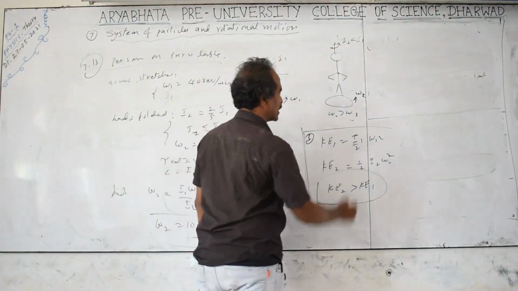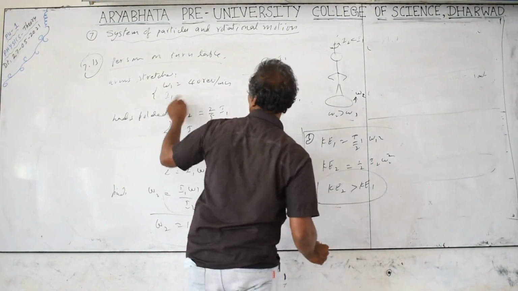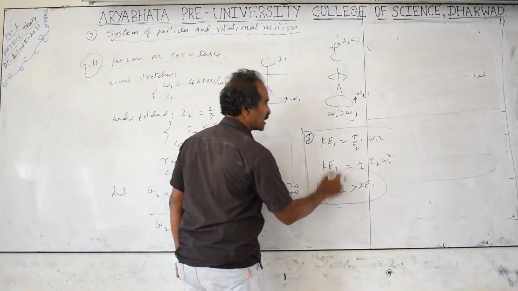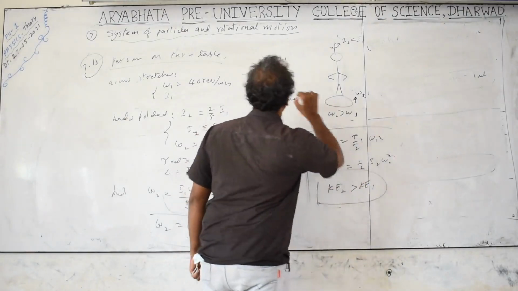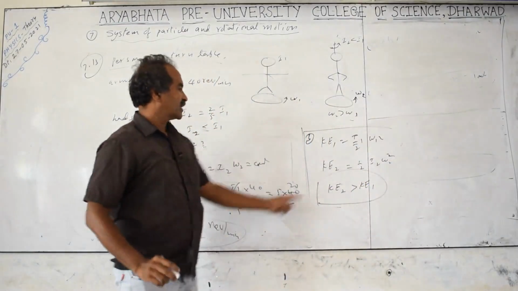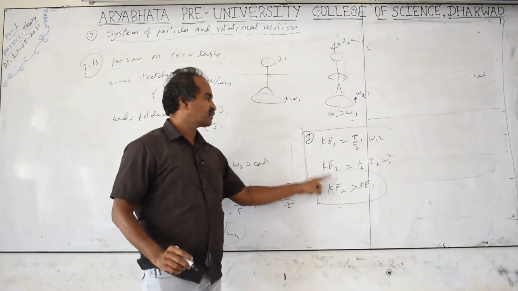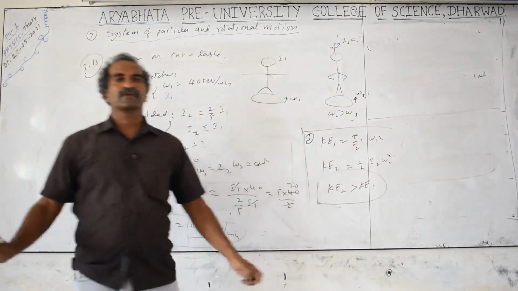You can verify this relation. We know the I and omega values, so you can check by taking the ratio. You will get that the rotational kinetic energy after folding the hands is more than that while stretching the hands. Kinetic energy increases when moment of inertia decreases. This part I am leaving to you for calculations. We'll stop now.